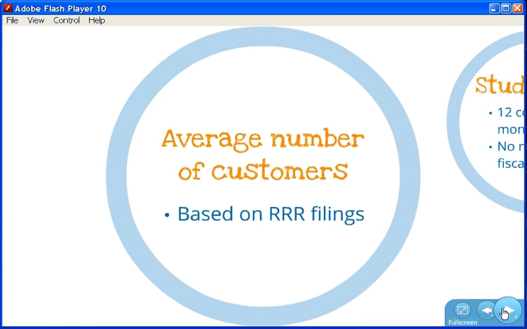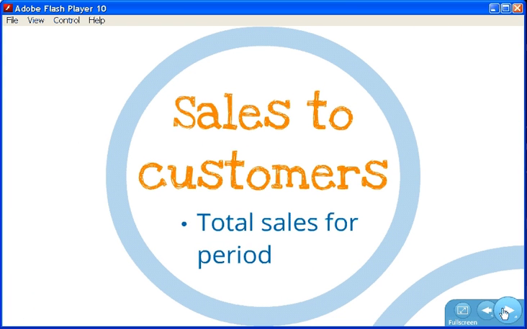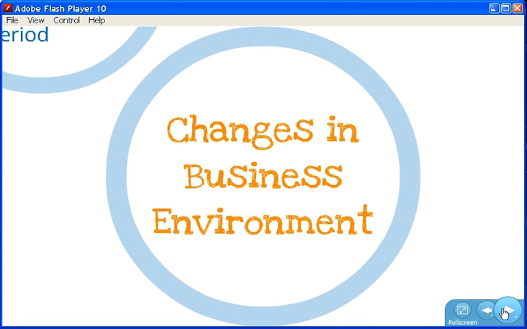You also need the average number of customers, and this should be based on the reporting and record keeping requirements from the board, because since it's a filing, the board will want to match the numbers in the lead lag study with anything you've filed previously. That's why it's important for you to track the triple R filings with respect to the average number of customers. You also need the sales to those customers also for the period.